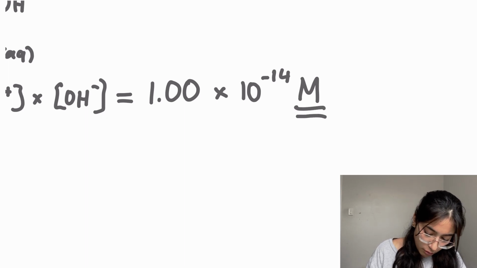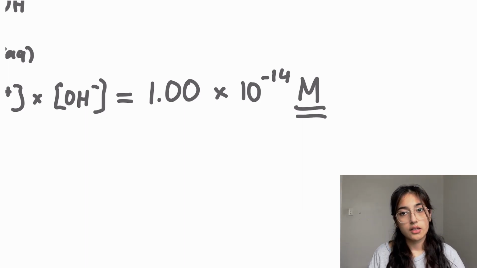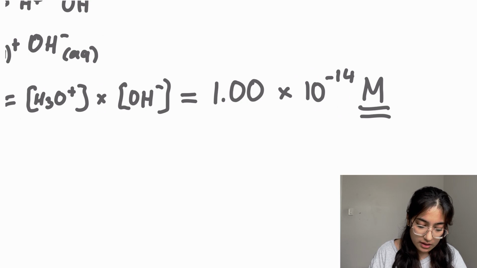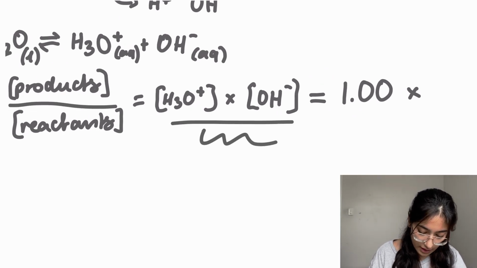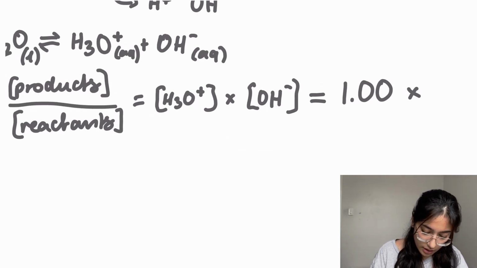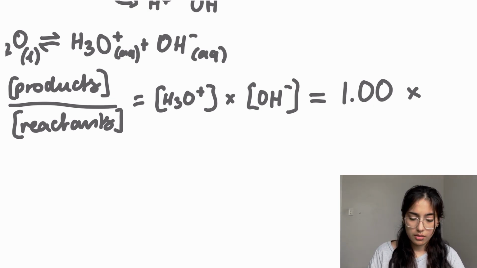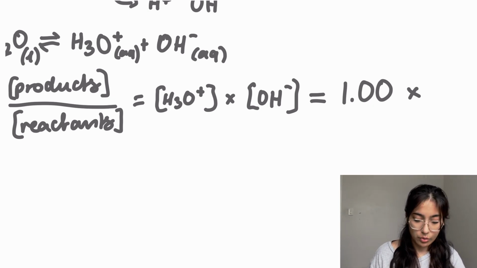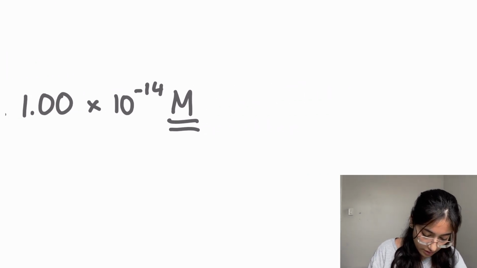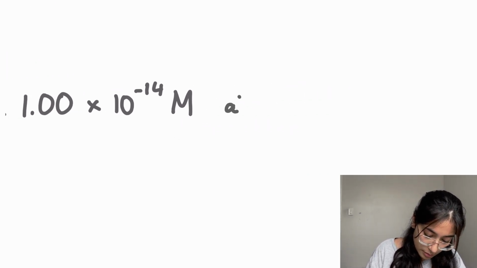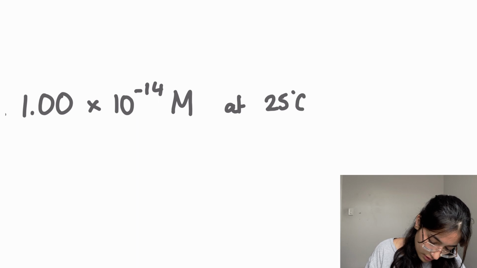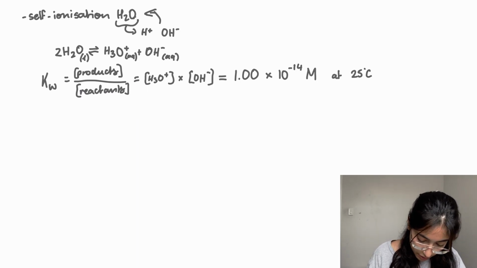And you might be wondering, why does it have a unit? Kc is not supposed to have a unit, but it's because in this case we don't have it getting cancelled out by anything else down here. We actually just have a concentration times a concentration, so it's still a concentration because the units haven't been cancelled out through the division. And so it actually does have a unit, and this is specifically at 25 degrees Celsius, so like a normal temperature.